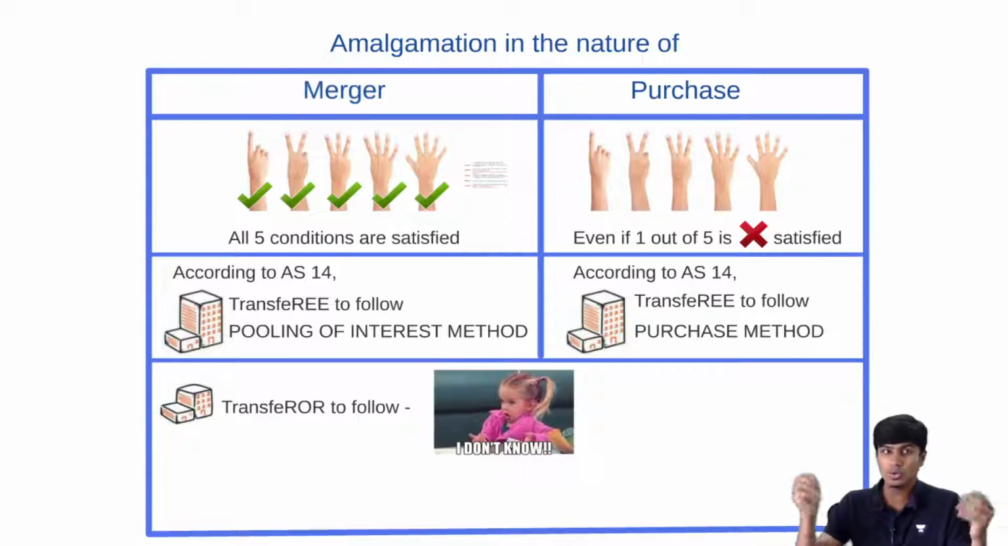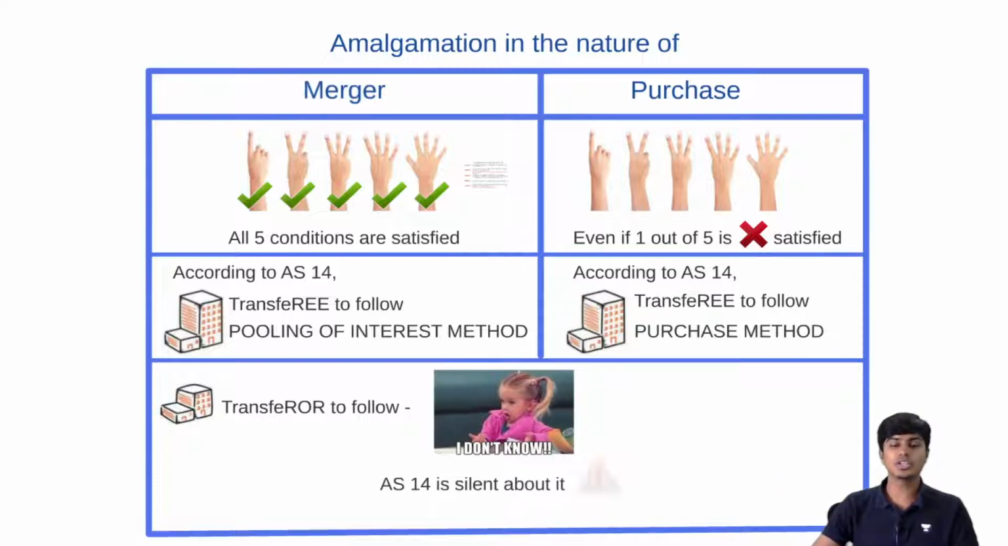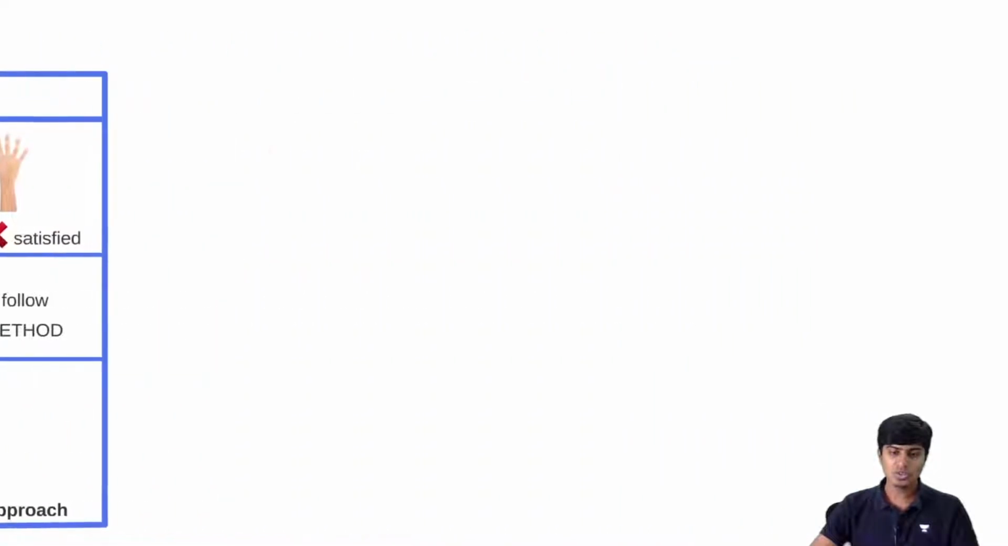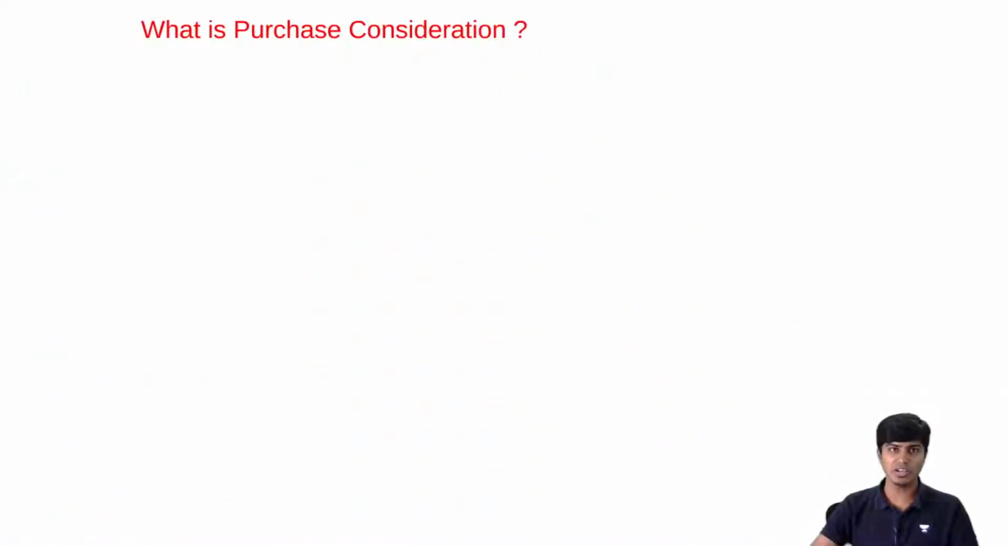AS 14 says, I don't know. We go by and then follow what is told by generally accepted accounting principles, which require us to do accounting in the form of dissolution, liquidation, or realization. So this is where we stopped, and we are supposed to start with the question, what is purchase consideration?